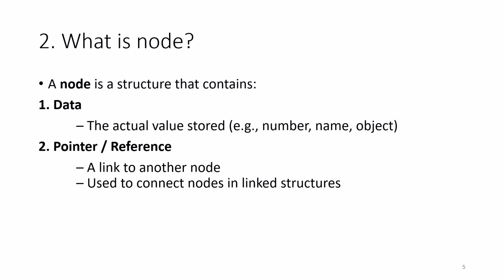Each node has two important parts. The first part is the data. This is the actual value stored in the node, such as a number, a name, or any other information. The second part is the pointer, also called a reference. This pointer stores the address of the next node. It helps connect one node to another, forming a chain.